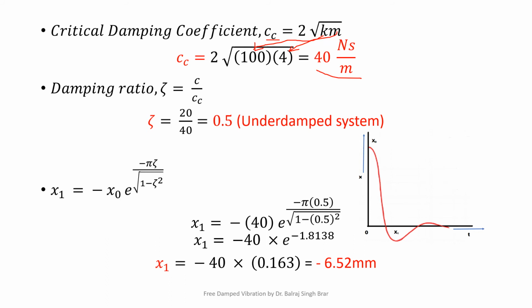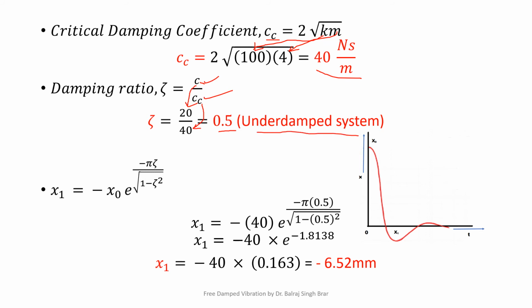Now the damping ratio zeta is the ratio of the damping coefficient to the critical damping coefficient. We put the value of c, which is given to be 20, and the value of cc, 40, calculated. We observed that the damping ratio is 0.5. So this system is an underdamped system as shown in this.